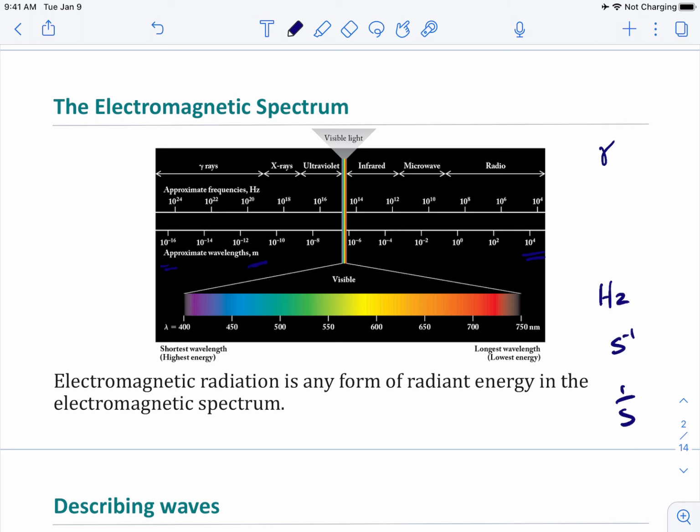And that's going to be the opposite, you'll notice, of the wavelength, and that is the high frequencies are over here, right? 10 to the 24th on this end. And over here, we've got down to 10 to the 4th. So when the wavelength increases, the frequency decreases, and vice versa. So they're inversely proportional. Okay, and the visible is right in the middle there.